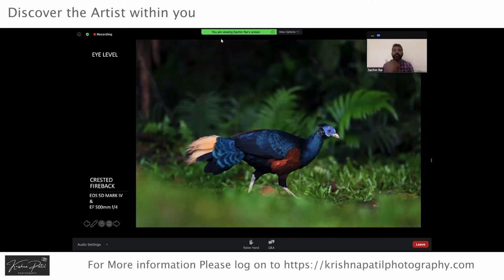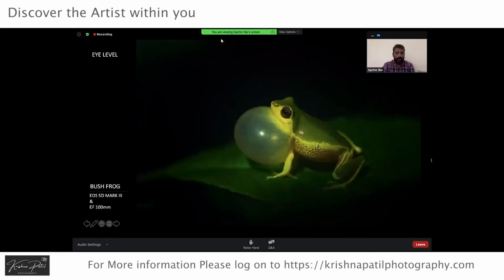Try to go lower and try to see if you can get a slightly higher level of the subject that you're shooting. The macro lens: it's a frog calling out for me. It's small. You know how small the frog is? It's probably half the size of my thumb, this tiny frog, and it's calling out loud on the leaf.